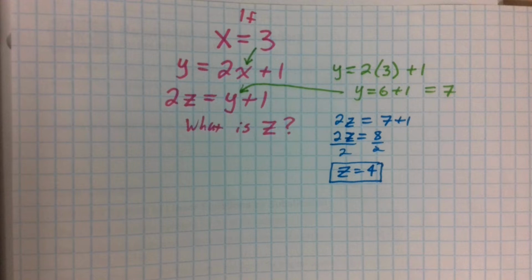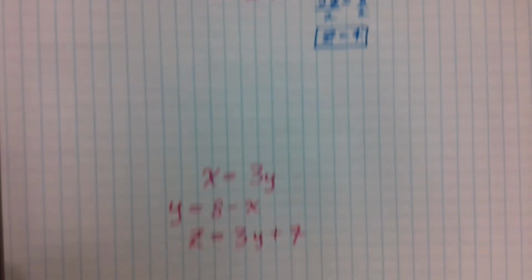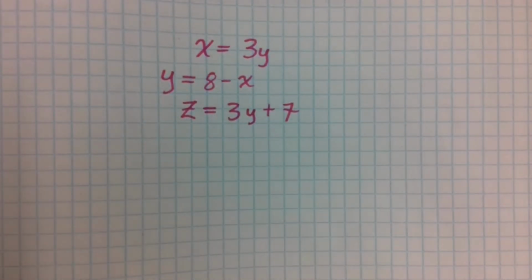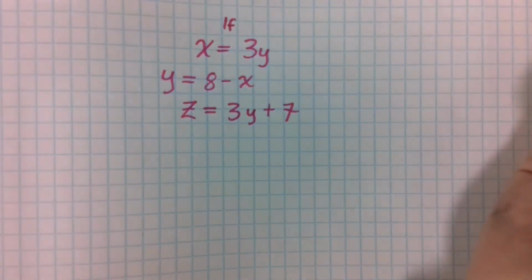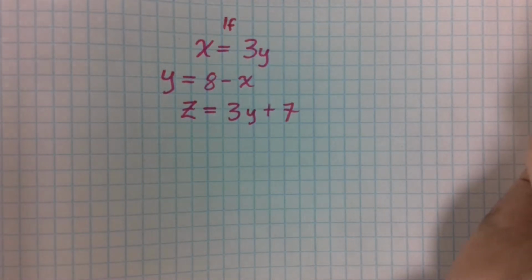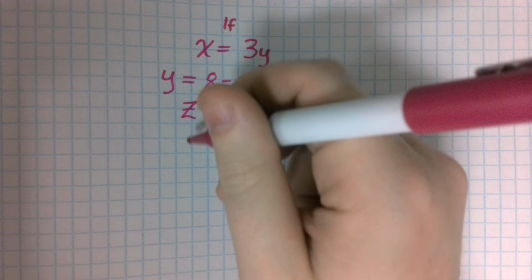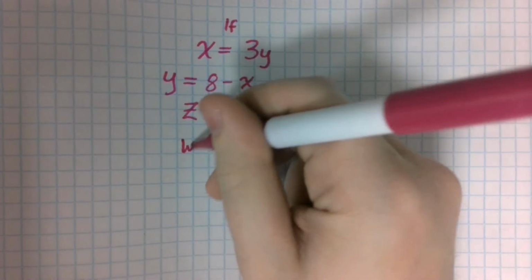Hopefully, this one was relatively easy for us, or at least once we got started, we knew how to finish it. But I'm going to give you a little bit of a trickier one now. It's going to have to use the same process of substitution, but it won't be as easy. What happens if we had a problem that looks like this? If x equals 3y, y equals 8 minus x, and z equals 3y plus 7, what is z?